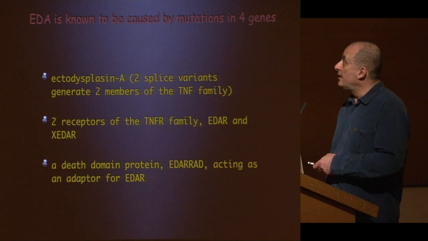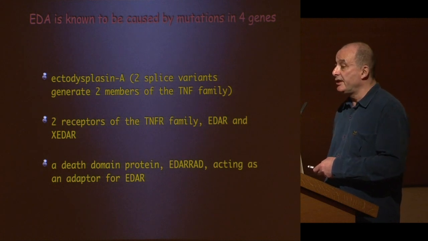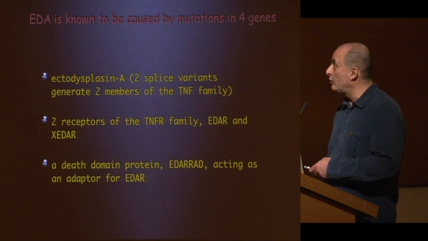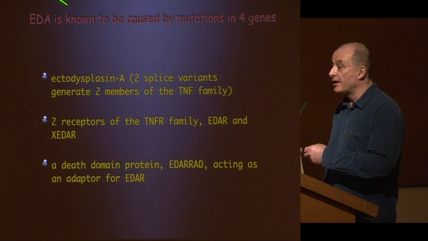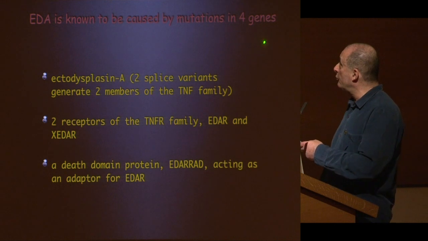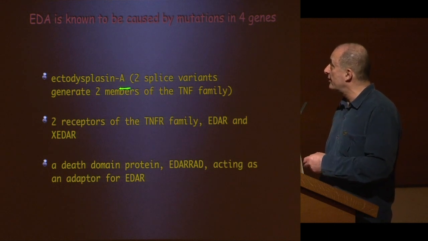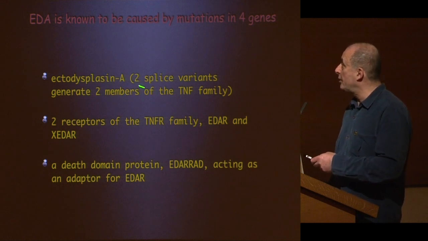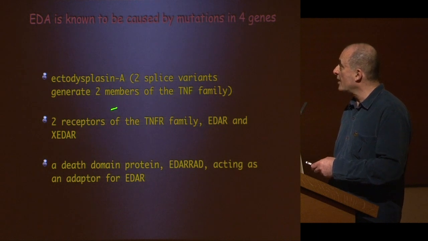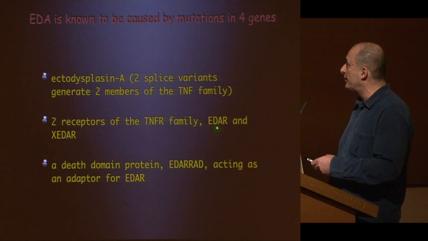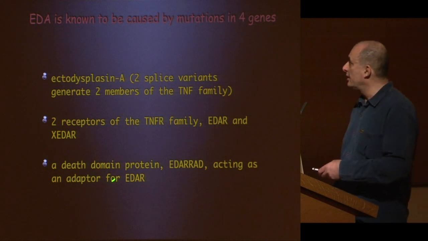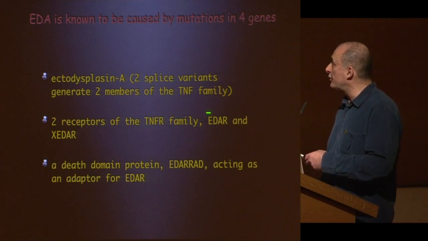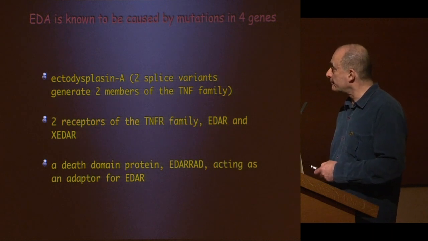Interestingly, the genes responsible for EDA had been identified before, but this is EDA not associated with an immunodeficiency. And the EDA was known to be caused by mutations in 3 genes: 1 gene coding for a member of the TNF family, 1 gene coding for a member of the TNF receptor family, and 1 gene coding for an adapter that interacts with the receptor.